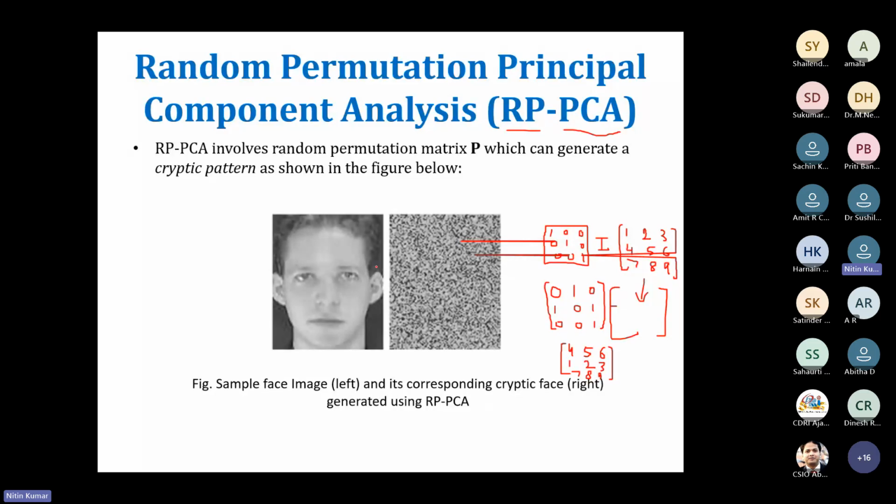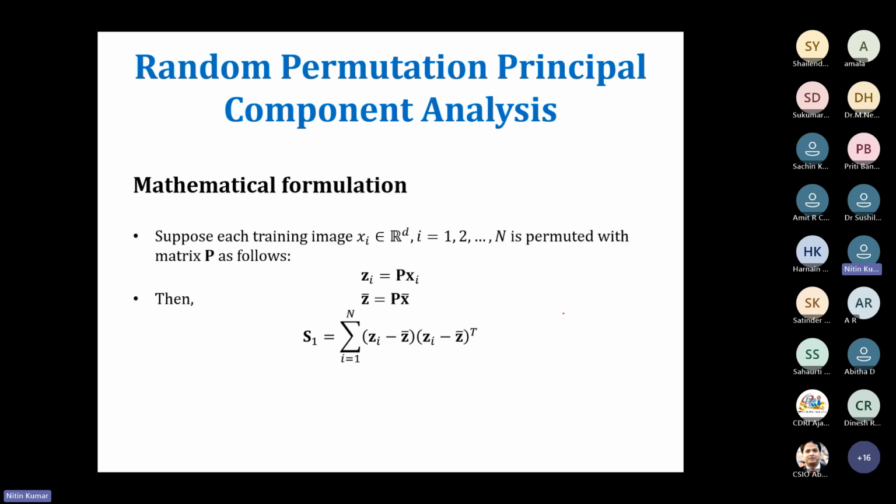This is a very small example I have taken, but if I want a very large image like this, of size say 256 by 256, then this identity matrix will be of size 256 by 256. And if I randomly change these rows or columns, I can generate this randomized kind of data. So that is the concept of random permutation that we have. This is the random permutation matrix that we have here.